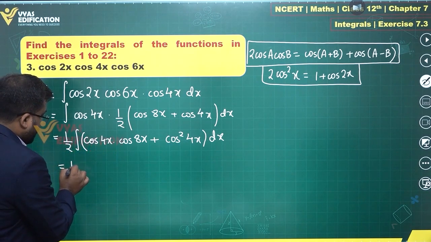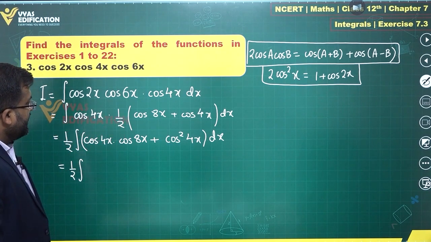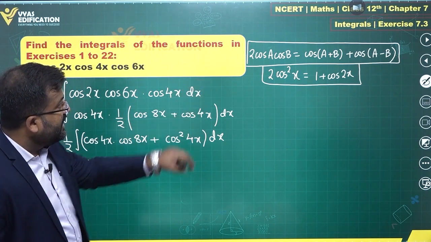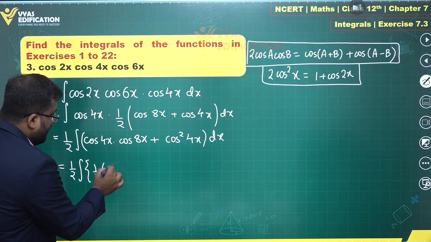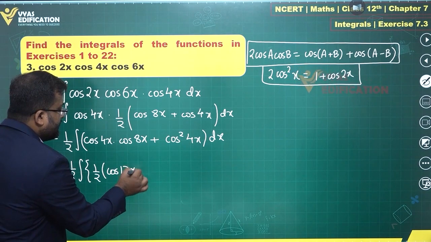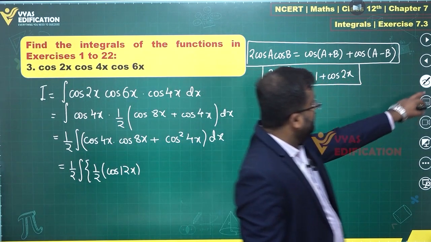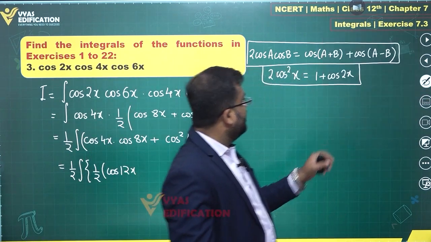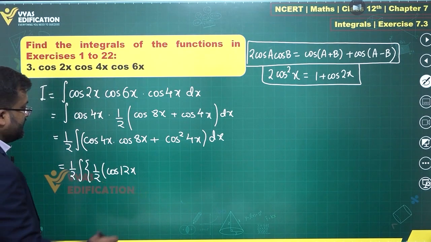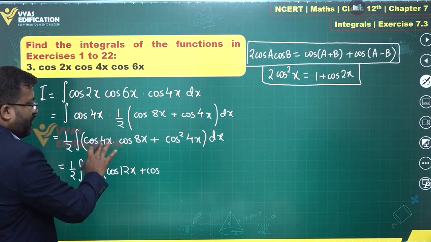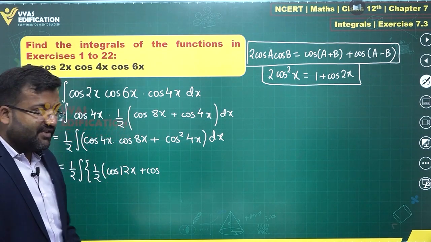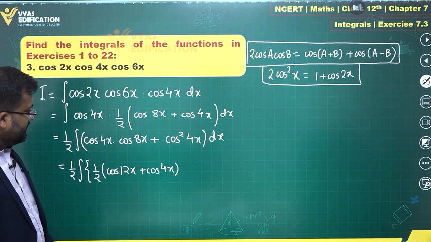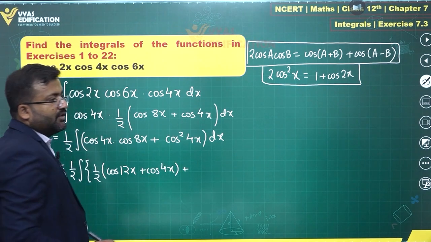Okay, so we can simplify this further. Half is okay, integral is okay. In this bracket, let's convert this into a curly bracket. Cos 4x into cos 8x will convert into half of cos of the sum of the two, which is 12x, and the next thing you need to do is take the difference, plus cos of A minus B. 4x minus 8x or 8x minus 4x doesn't make a difference, as we have seen. This will be cos 4x. This is this particular term simplified. Plus you have this term cos square 4x.